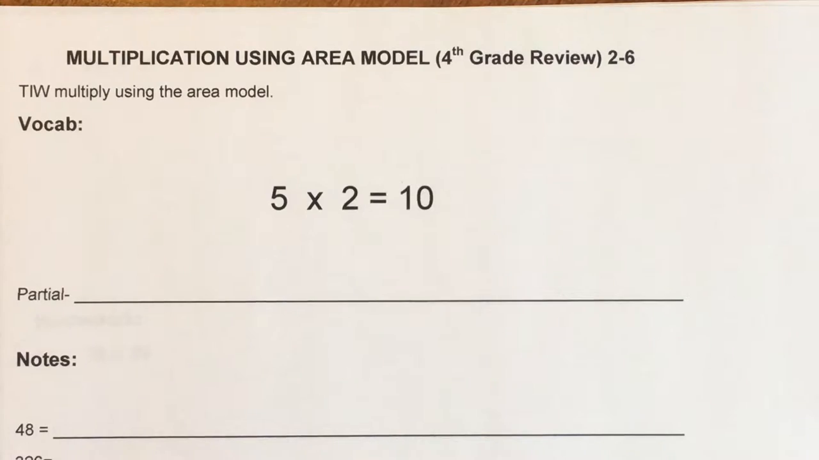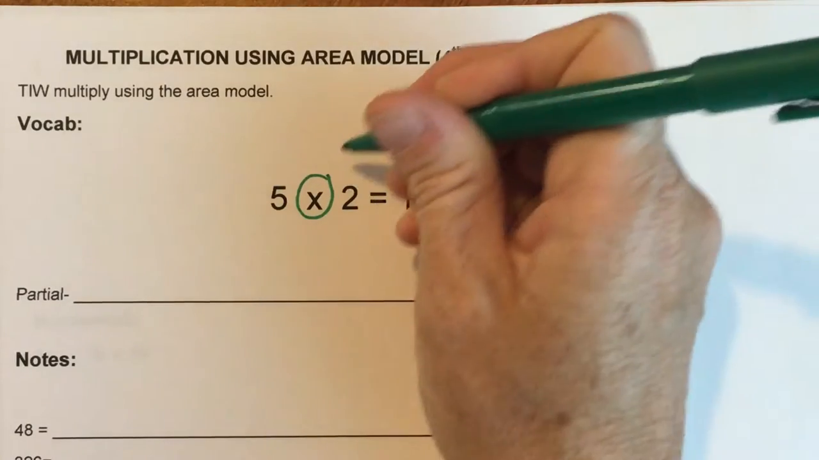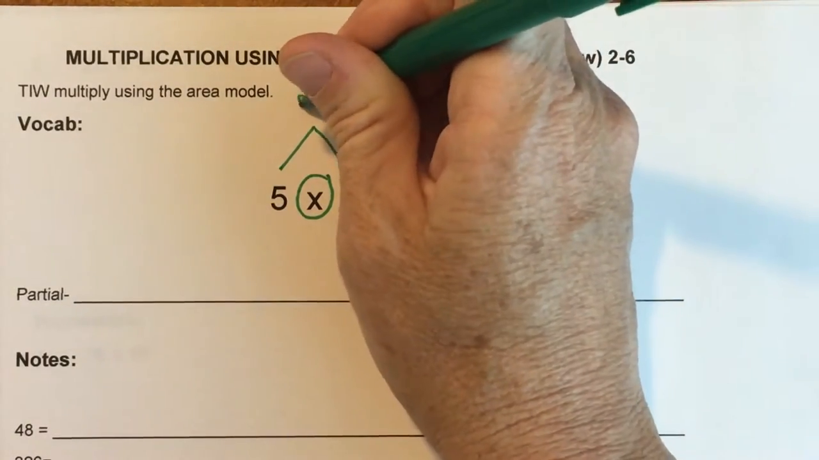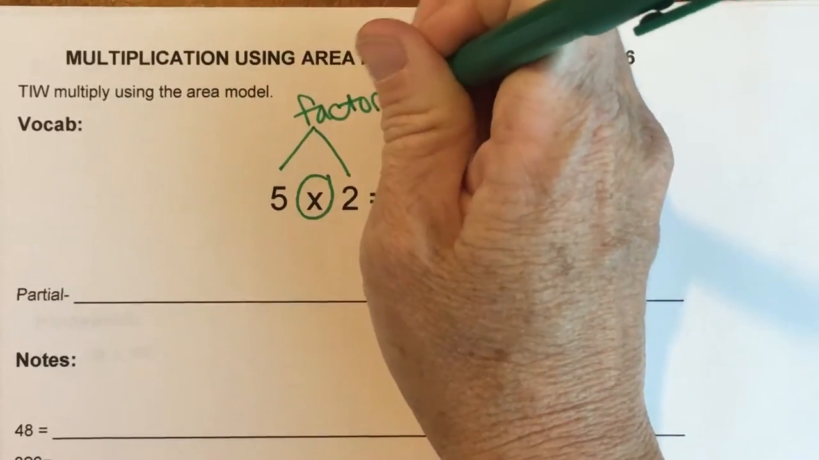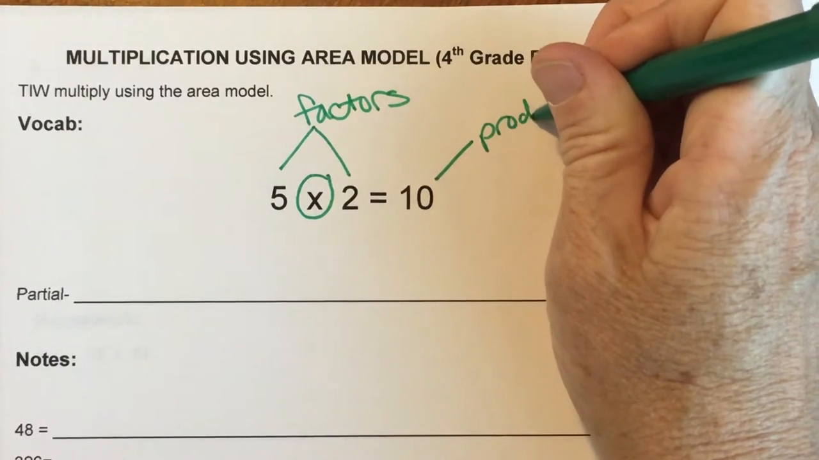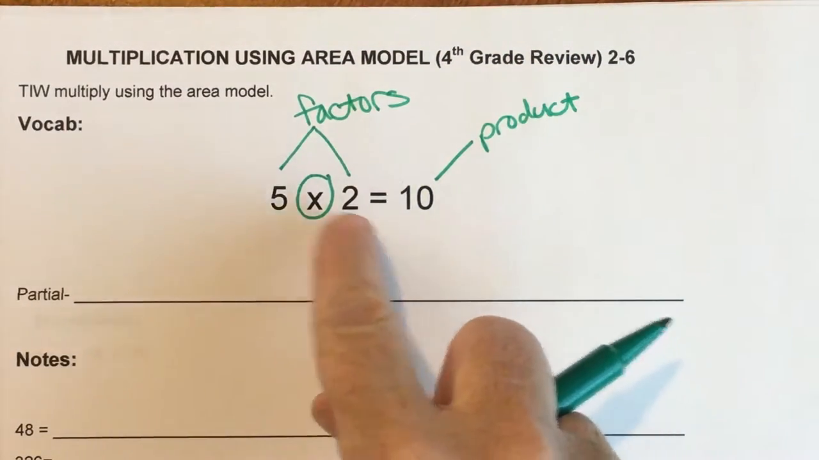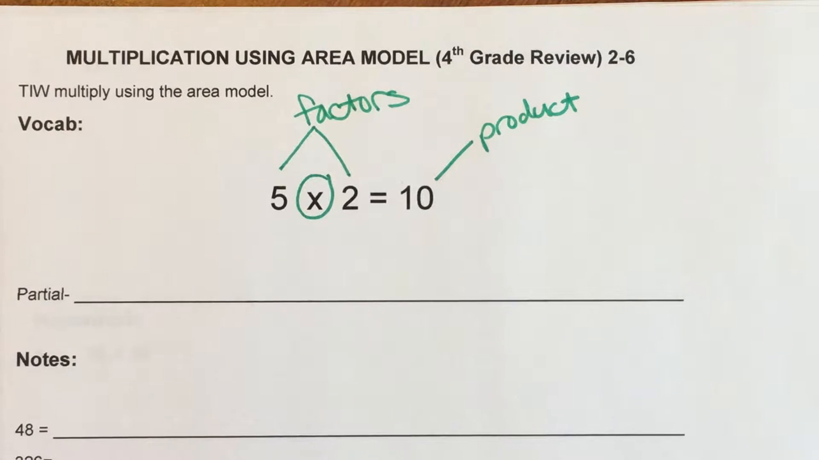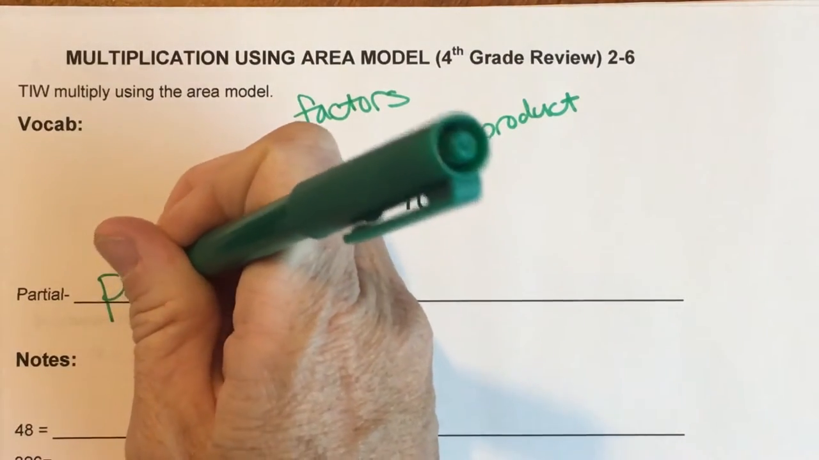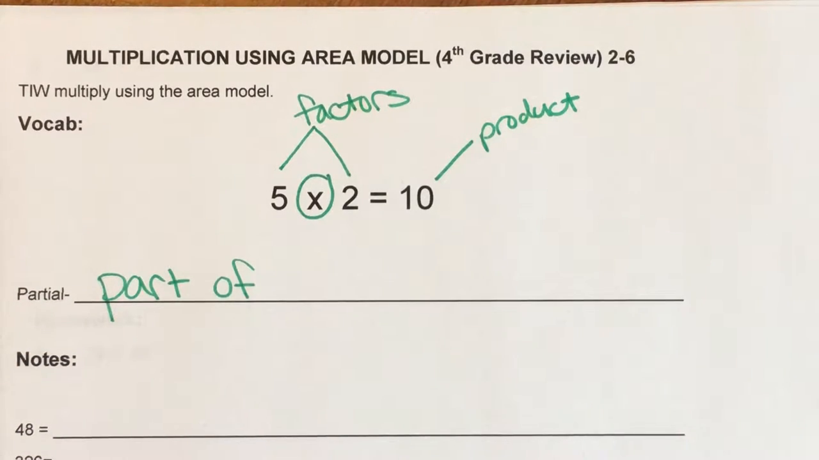Okay. Our vocab tonight, just a quick reminder: in a multiplication problem, the two numbers you multiply are called factors. Those are factors, and the answer is called your product. That's just a quick review. The numbers I multiply together are factors, and the answer is a product. Another word that you'll hear me using is partial. Partial just means part of. It's a part of something. And you're going to hear this in the next few lessons.